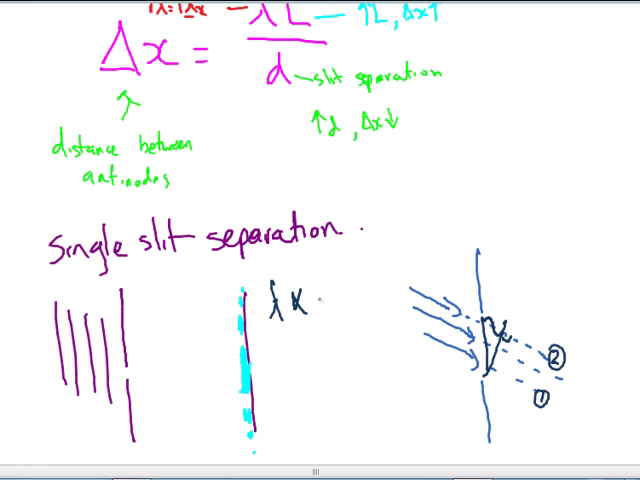Here lambda must be proportional to slit width, of course, and same deal with the wavelength. The larger the wavelength, then the greater the separation pattern that you're going to see. So red light's going to give you a greater separation pattern than blue light. Obviously, putting it further from the screen will give you a greater separation.